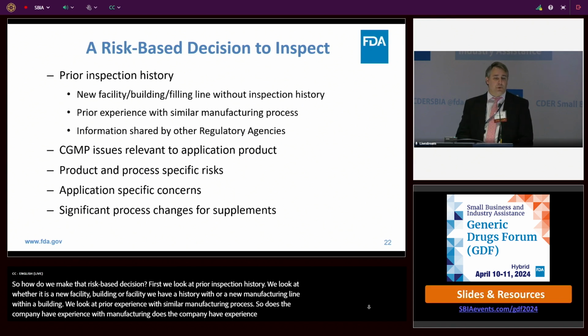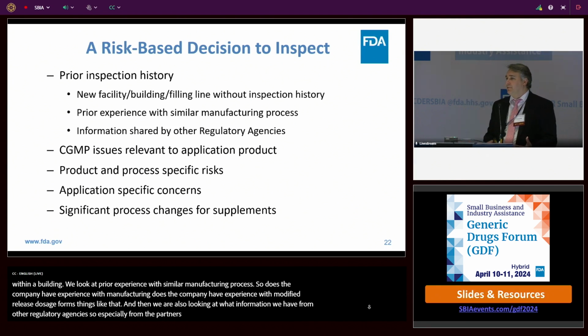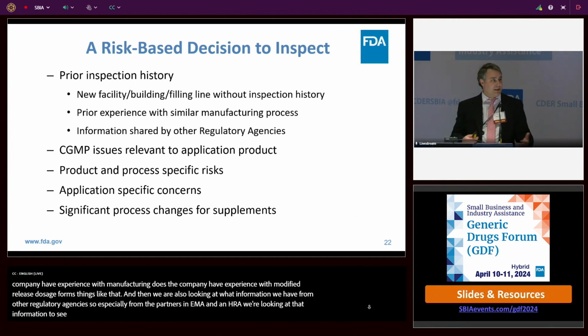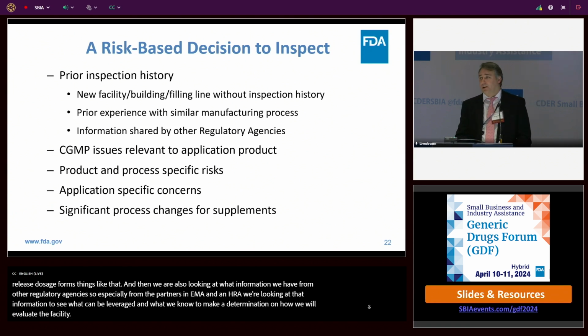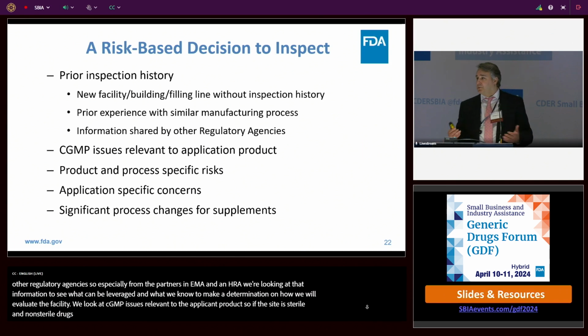And then we're also looking at what information we have from other regulatory agencies, especially from our partners in EMA and MHRA under the mutual recognition agreement. We're looking at that information to see what can be leveraged and what we know about the site, to then make a determination on how we'll evaluate the facility. We'll look at CGMP issues relevant to the application product. So obviously if the site makes sterile and non-sterile drugs and is having issues manufacturing non-sterile drugs but not sterile, or vice versa, we'll factor that into the assessment.